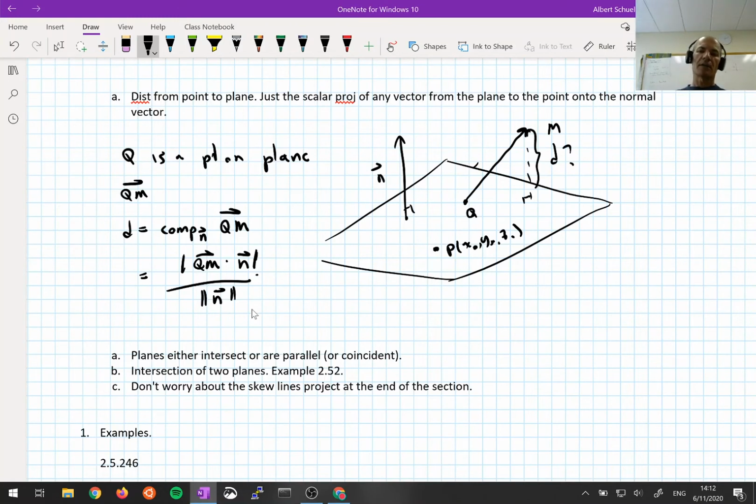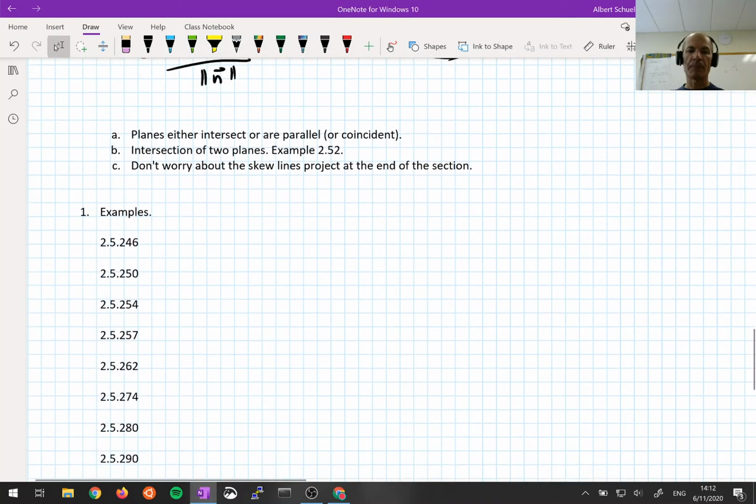So if you want to find the distance from a point off the plane or even a point on the plane to the plane itself, this is the formula to use, and it goes back to the dot product.